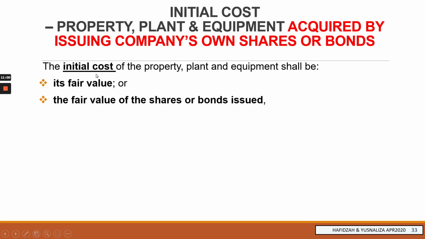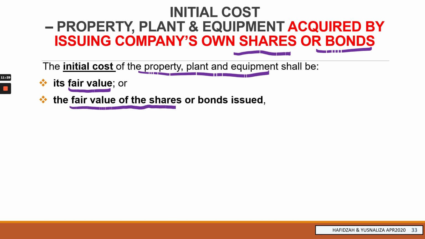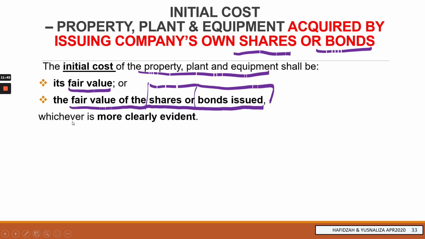Next is where you acquire your property, plant and equipment by way of issuing your company's shares. So you debit your property, plant and equipment, and the account that you will be crediting may be either the share capital or the bonds or the debenture. The initial cost shall be at the fair value of the property, plant and equipment, or it can also be measured at the fair value of the shares or the bonds being issued. It can be either one of the measurements to be the initial cost, whichever is more clearly evident according to the MFRS.